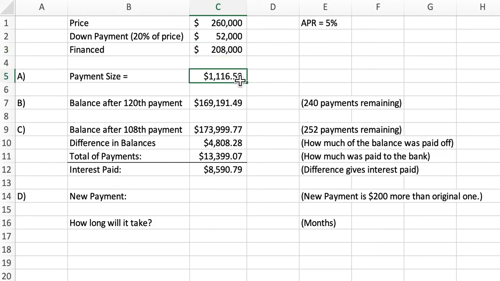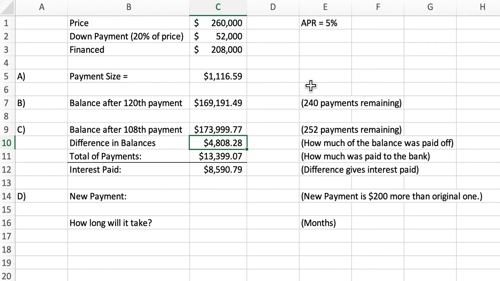We came up with a payment size of 1116.59. We came up with a balance of $169,191.49 after the 120th payment is made. We then found the balance after 108 payments, so we could find the balance that we paid through that year. And that difference came out to be 4808.28.